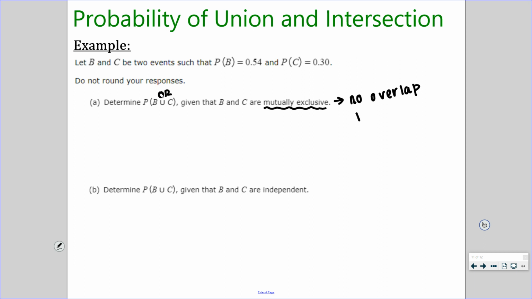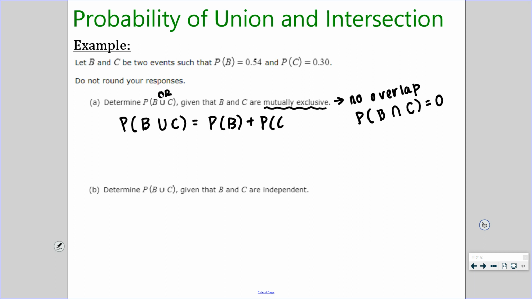Meaning that the intersection is 0. There is no overlap. So for our addition rule, we can simply do the probability of B plus the probability of C. If you wanted to, you could still write minus the probability of both, but there is none. So this is how, in that second or third slide, if the events are mutually exclusive, the addition rule can be simplified to this, where you don't have to subtract that out. Okay, and these were given.